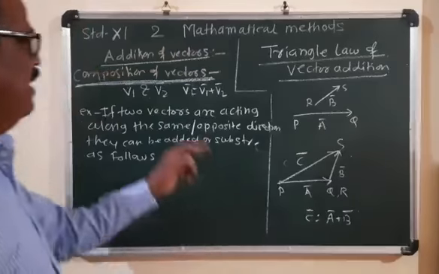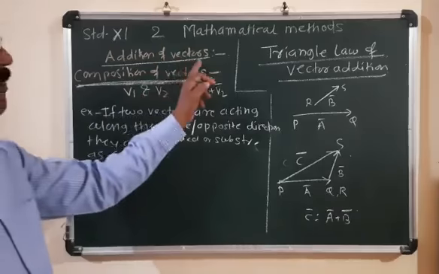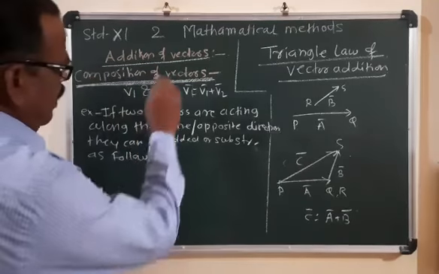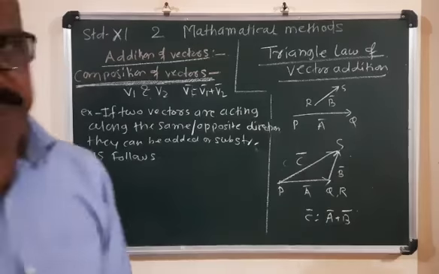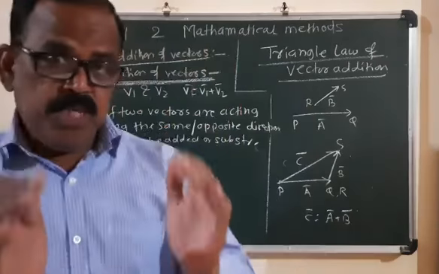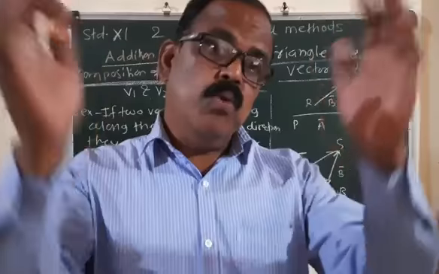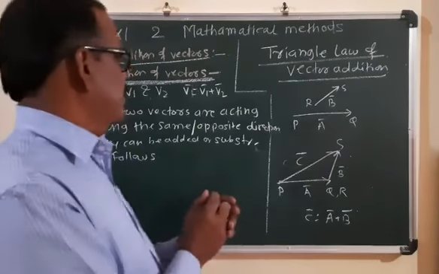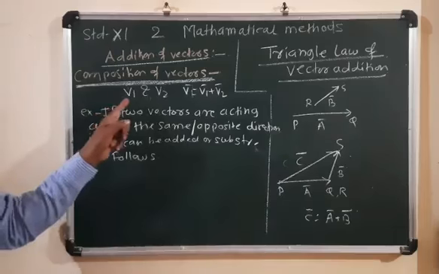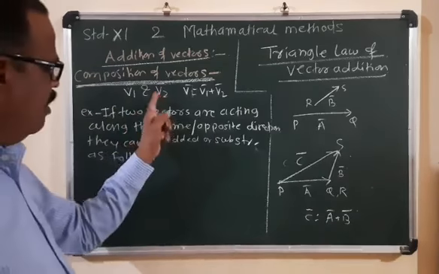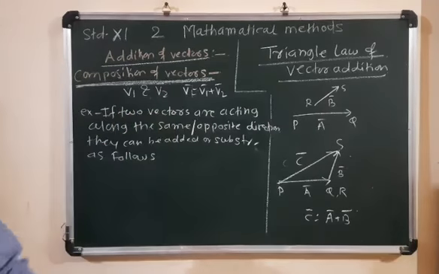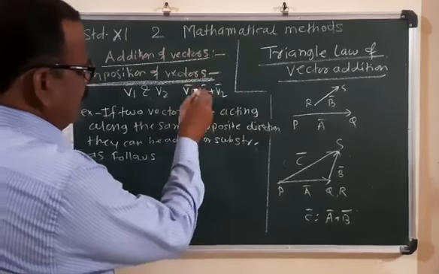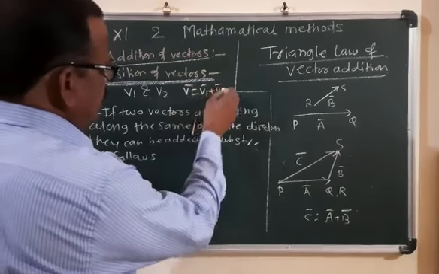Here the next point is addition of vectors. We have to explain first the composition of vectors. What is meant by composition of vectors? The process of finding the resultant of two or more vectors is called the composition of vectors. Consider the velocities v1 bar and v2 bar at the same time along the same direction. Then the composition of vectors is v bar is equal to v1 bar plus v2 bar.